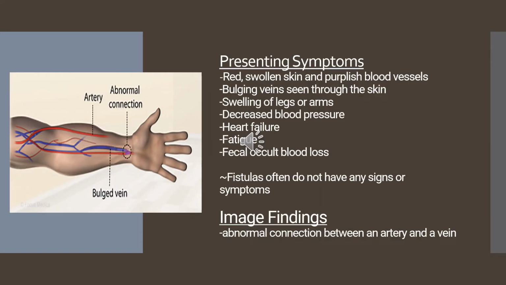The presenting symptoms for an arteriovenous fistula would include red swollen skin and purplish blood vessels, bulging veins seen through the skin, swelling of legs or arms, decreased blood pressure, heart failure, fatigue, and fecal occult blood loss. Often, though, fistulas do not have any signs or symptoms. But typically the imaging finding is going to be an abnormal connection between an artery and a vein.